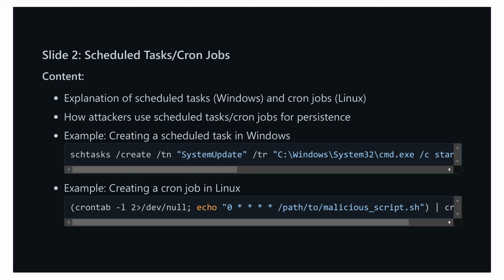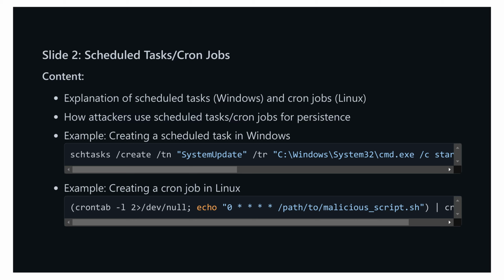First, let's break down what scheduled tasks and cron jobs are. In the Windows environment, scheduled tasks are automated tasks that the system executes at predefined times or intervals. Attackers can leverage this feature to persistently execute malicious scripts or applications even after the machine is rebooted.